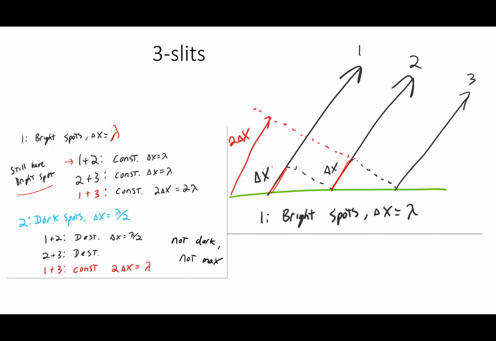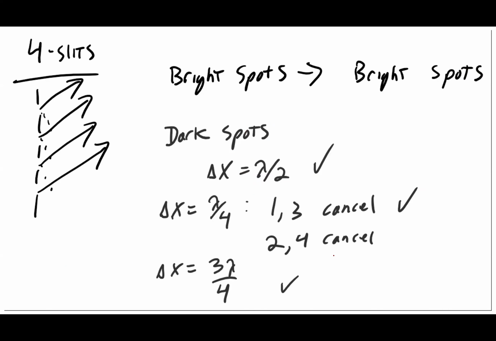difference. However, if I look at the dark spots, they had a delta x of lambda over 2, but now slits 1 and 3 have double that path difference, which would be lambda. So that means slits 1 and 3 are now interfering constructively. So this isn't a dark spot anymore. It's not going to be a maximum because slit 2 is still not cooperating, but my bright spots are still bright spots, but now I've got something more complicated happening between the two bright spots.